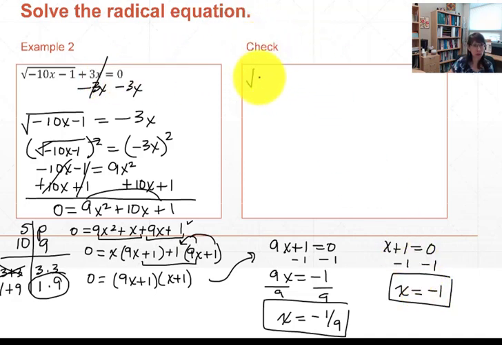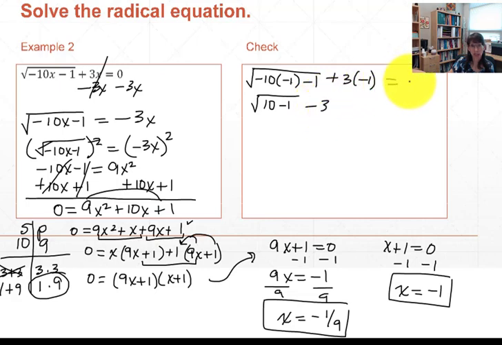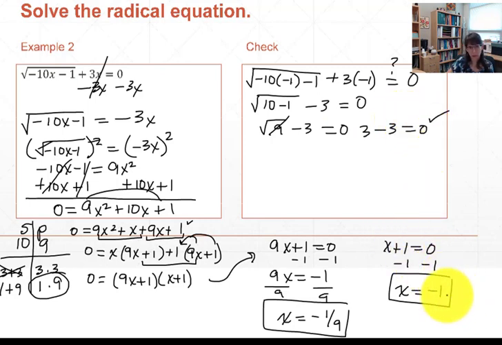Going back to the original problem, square root of negative 10 multiplied by negative 1 minus 1 under the radical plus 3 times negative 1. So I'm checking negative 1 first. And let's see, this is going to give us under the radical, negative times negative would be positive 10 take away 1. And then 3 times negative 1 would be minus 3. And we're checking to see if that really equals 0. Square root of 10 minus 1 means the square root of 9 minus 3. So that's 3 minus 3 equals 0. That's true. So it looks like we're going to be able to keep this answer of negative 1.